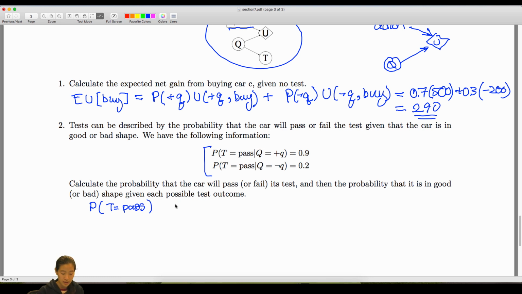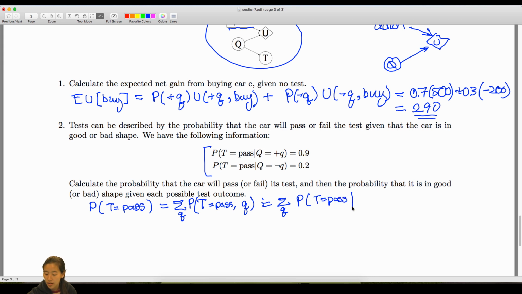This value is going to be the sum over all the possible qualities of a test passing and the car being a certain quality. This itself is going to be equal to the sum over all the qualities of the probability of the test passing given the quality, multiplied by the probability of the quality. So this second equation we get from the Bayes net, we see that there's only two possibilities of it being a certain way. So we can just plug in the values.